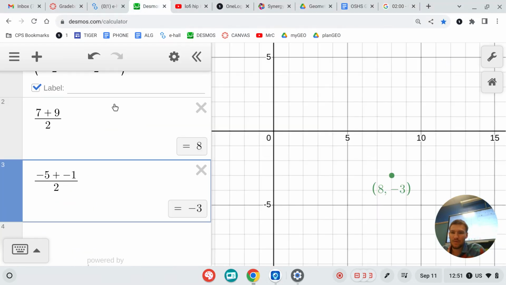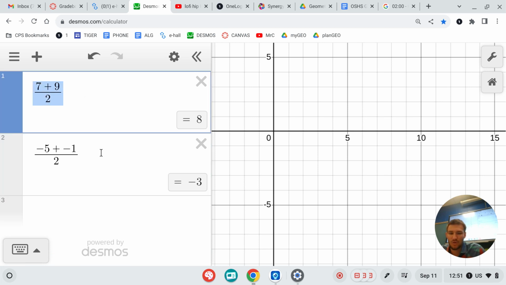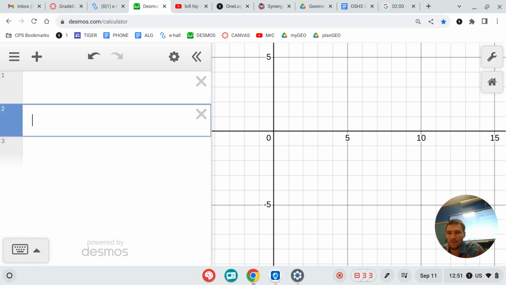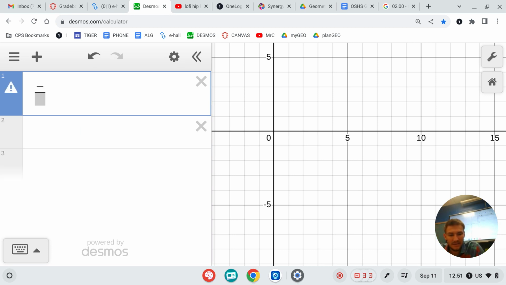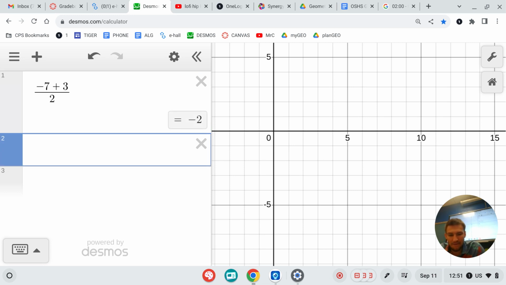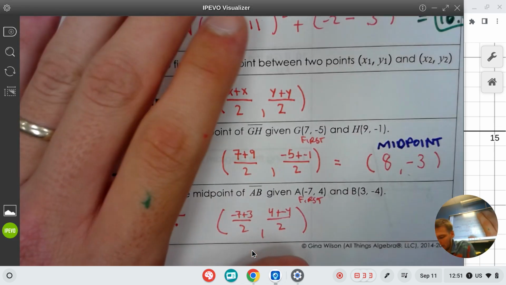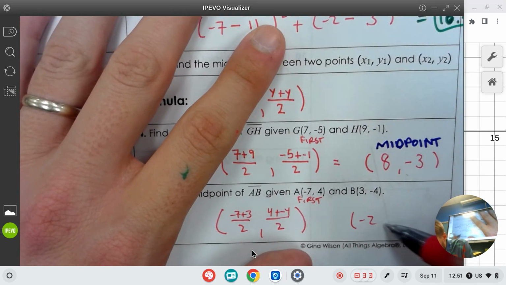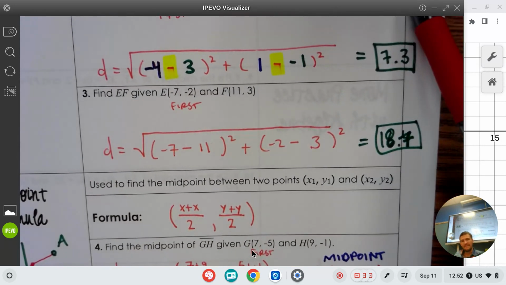On Desmos, you can type it all in together and go look for it. Honestly, that might be a little annoying for me. I'm likely to just type them in one at a time. Fraction first, -7 plus 3 divided by 2. And then for my y values, fraction first, 4 plus -4 divided by 2. And so my x value and my y value, that's all we need to know. -2, 0.